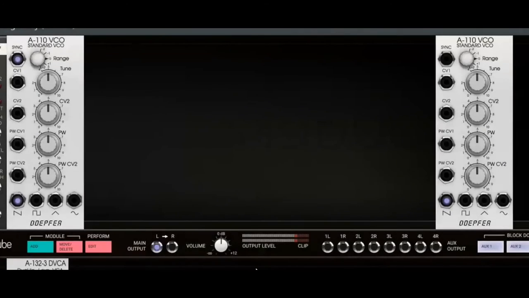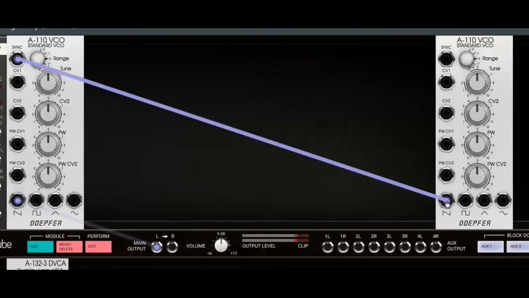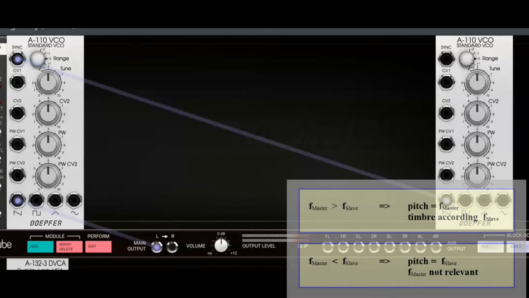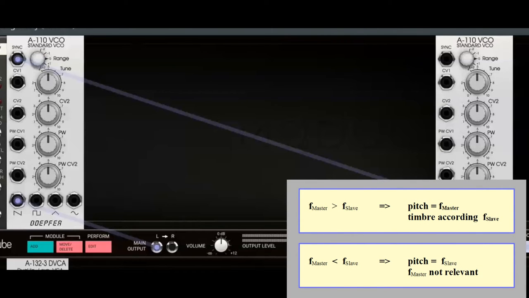Okay. But what if master and slave are not adjusted to the same frequency? There are two relevant situations, of course. The master's frequency is higher than that of the slave. The master's frequency is lower than that of the slave.